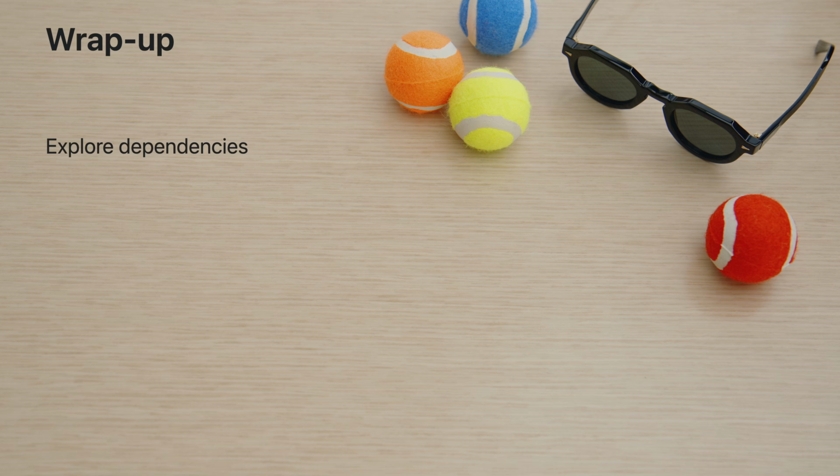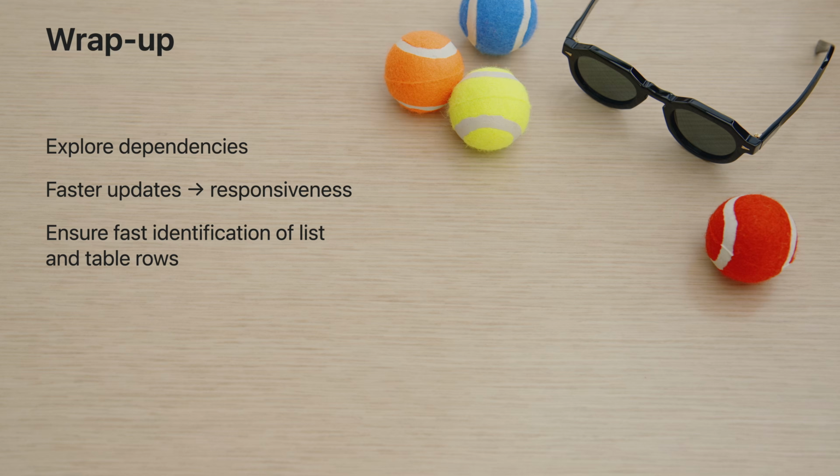We've covered a lot today. We started with exploring the graph to understand dependencies and optimize them. Then, we looked at slow updates and how to improve responsiveness. And finally, we discussed the importance of identity with lists and tables. With the right mental models, you can easily have great performance from the beginning of the development process, which lets you focus more on the details of your app.